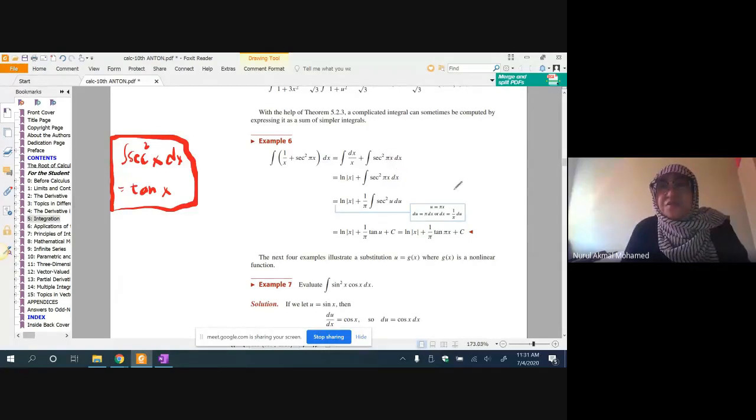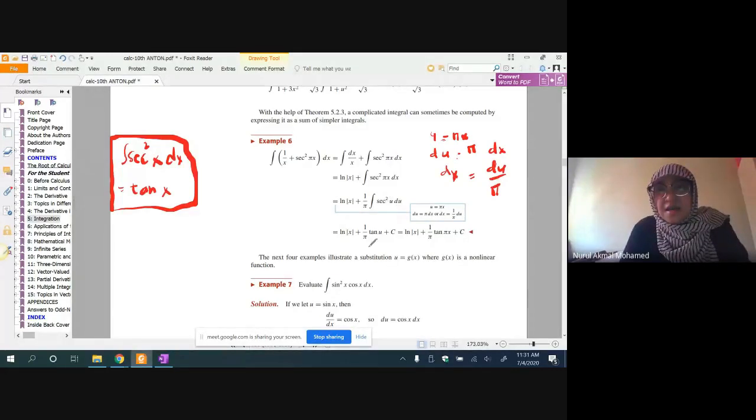So you have to use substitution, where u is pi x. Since u is pi x, du will be pi dx. In other words, your dx will be du divided by pi. So that's why you have 1 over pi here. And this one is sec squared u, since sec squared pi x is already equal to sec squared u.